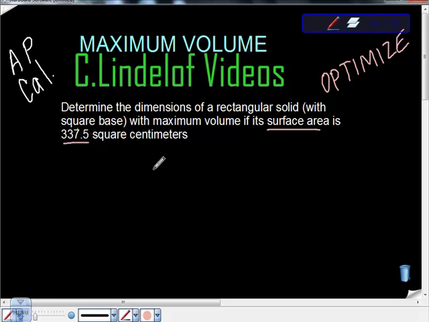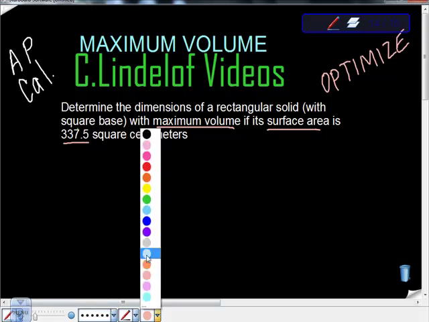So remember, when we're looking to do an optimization problem, we need two equations. We need a primary equation and a secondary equation. The primary equation is the thing that we're going to maximize, and we're going to maximize volume. So the first thing I'm going to do is draw a little picture of this thing.